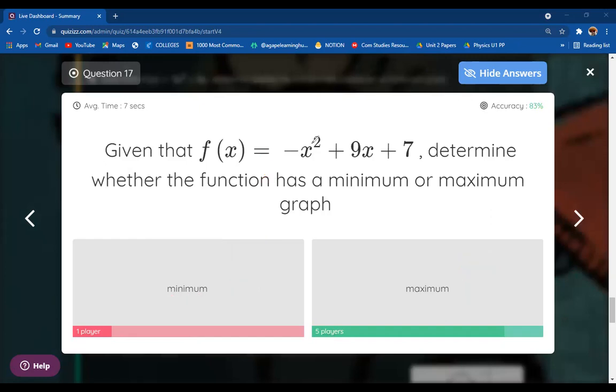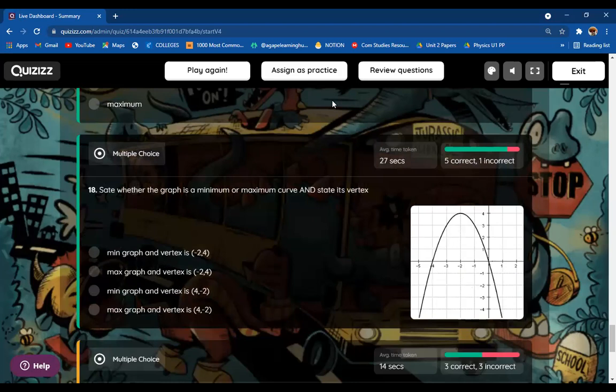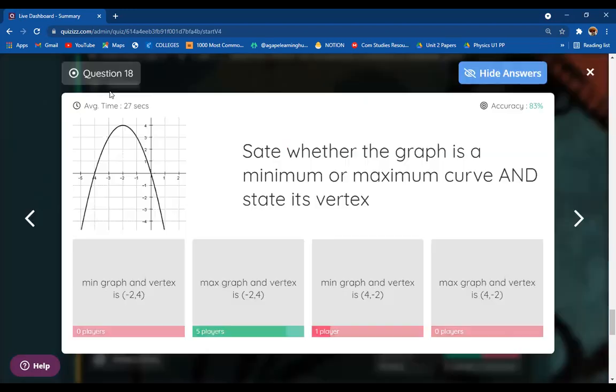Okay, same thing with this. You look at a. A is the coefficient of x squared. In this case, it's -1. This is a negative number. Negative means you're frowning, and that is a maximum. Okay, so this one, for the graph, it looks like a frown. So that means it's a maximum curve.